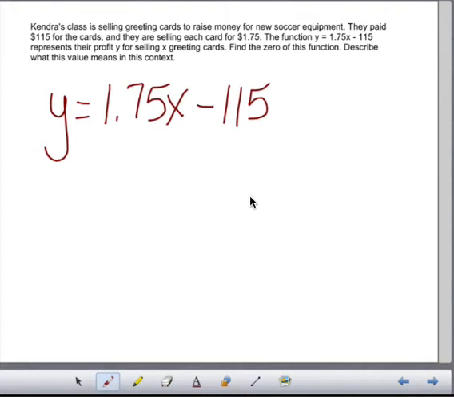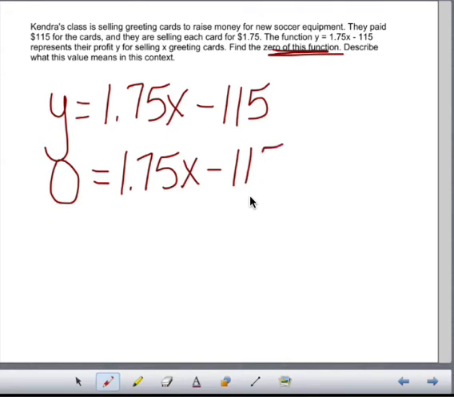Find the zero of this function. Describe what this value means in this context. So if I want to find the zero of the function, I want to know what? Where it crosses the x-axis, or when the y is 0. So I'm just going to say 0 equals 1.75x minus 115.